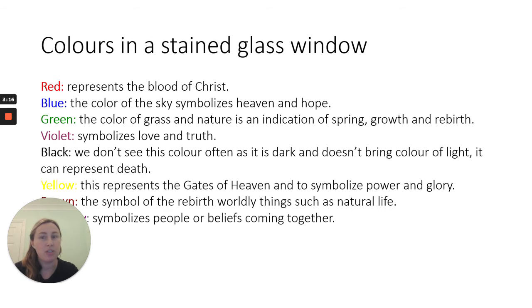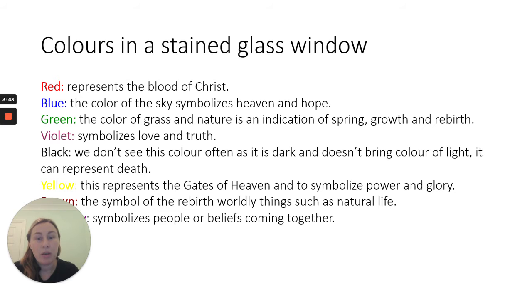Black is not a colour we see very often in our windows because black is a dark colour. It doesn't let a lot of light in and it represents death. So it is a colour we do not see very often in our windows. But yellow is another beautiful colour, and that represents the gates of heaven, the golden colour. It looks at power and glory and symbolises heaven. So we see blue and yellow together a lot.